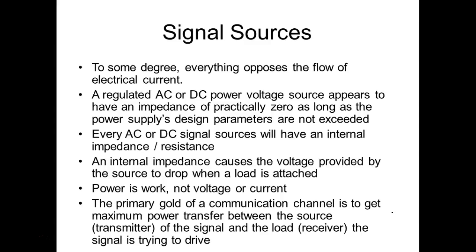So regulated power supplies, what they do is if you try to pull more energy out of them, they put more energy in. Every AC or DC signal source will have an internal resistance or impedance. An internal impedance causes the voltage produced by the source to drop when the load is down. Power is work, not current and voltage. Everybody understand that? So we can't have work. So what is work?